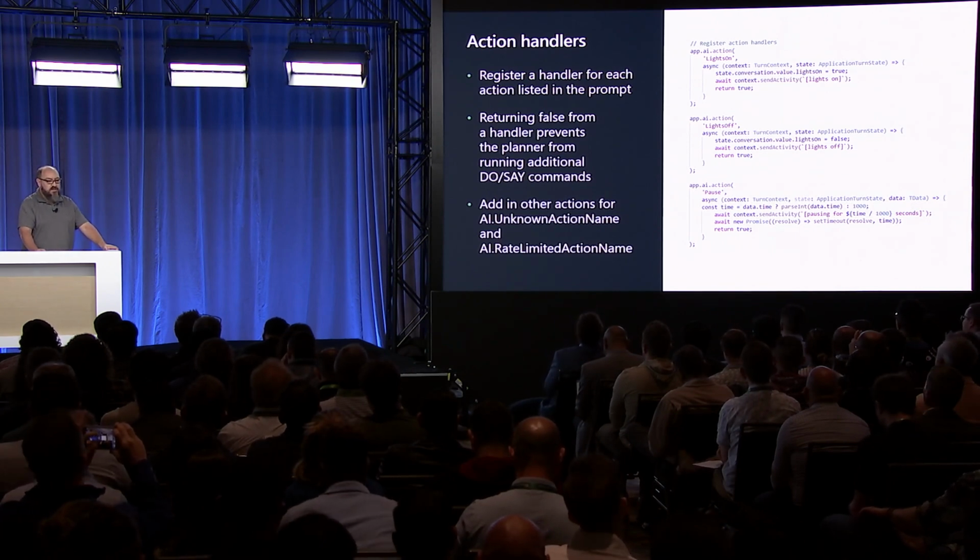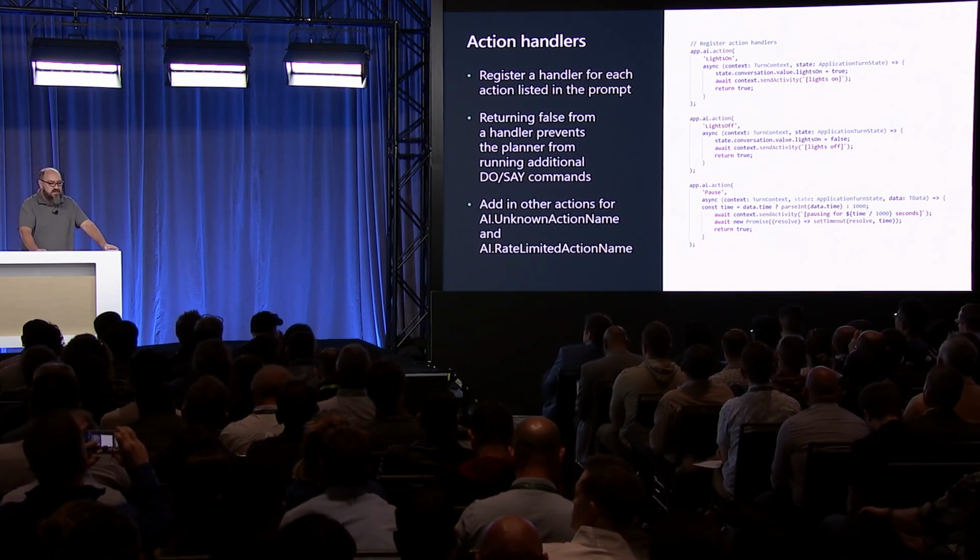And also keep in mind these are still large language models. They can sometimes predict actions they think you should have implemented that you haven't gotten around to implementing yet. So I'd recommend adding an unknown action handler. And if you're using a trial account, you'll also want to add a rate-limited action handler.